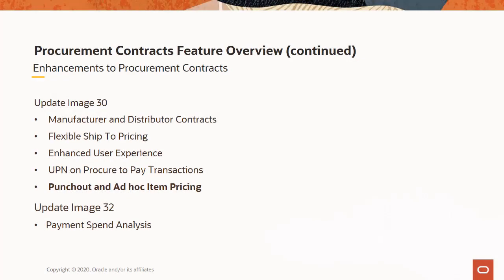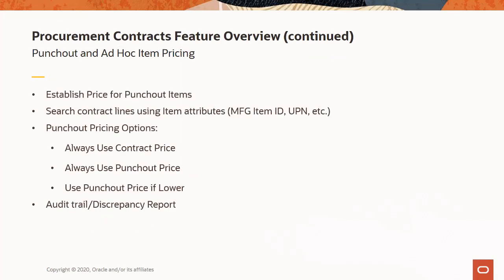Next, let's discuss the new Punchout and Adhoc item pricing features. Suppliers are typically responsible for updating and maintaining your Punchout items. So how confident are you that suppliers are providing the agreed-upon pricing? When using contracts for Punchout and Adhoc item requests, the system searches for item-based attributes such as manufacturing ID or UPN to find the correct contract.